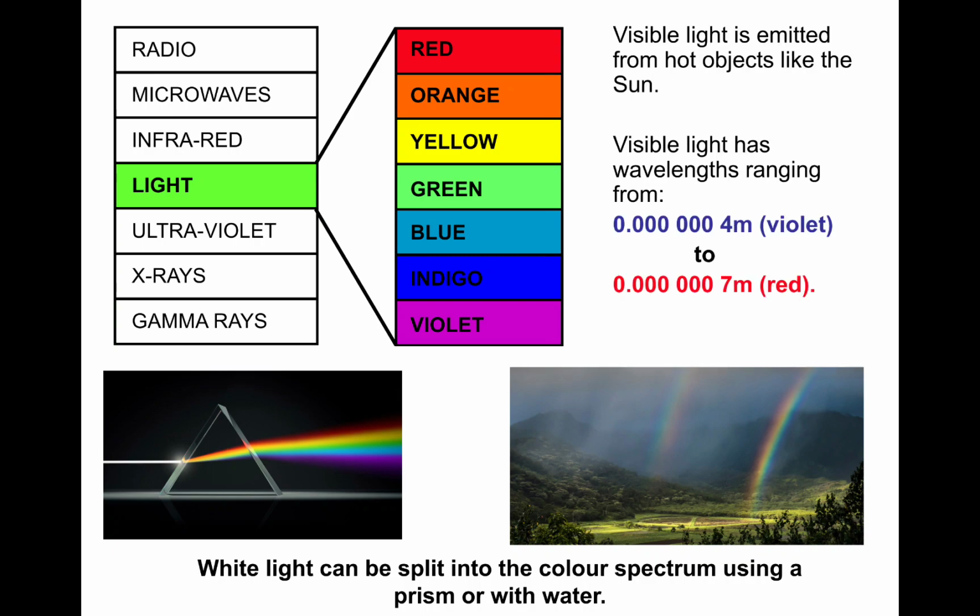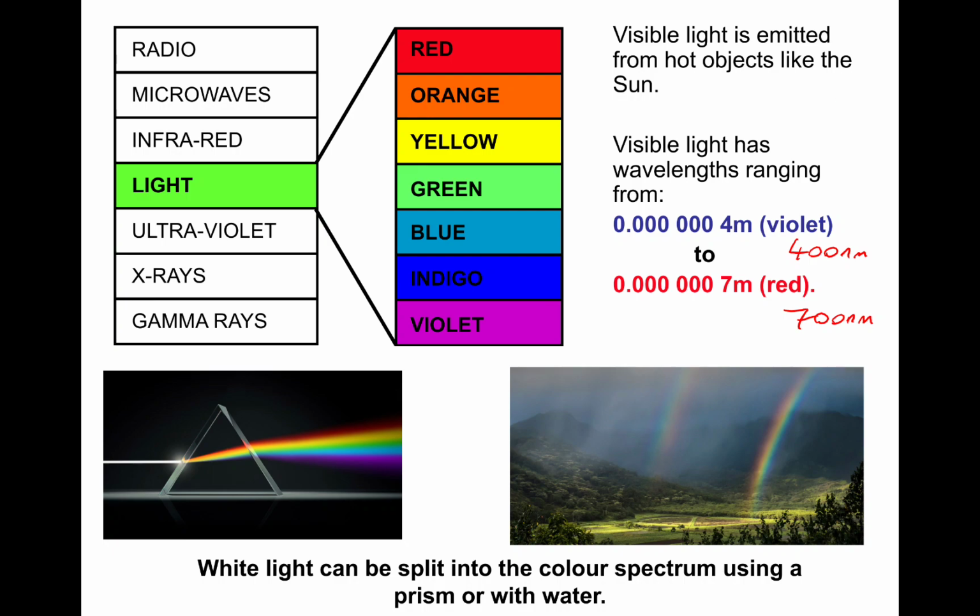Visible light is emitted from hot objects like the sun, and visible light has wavelengths ranging from 0.000004 meters to, same again but 7. That's 400 to 700 nanometers. So 400 nanometers to 700 nanometers. Nano basically means divide by 1 billion. So if you got a meter and divided it by a billion, and then took either 400 or 700 of those, they're your wavelengths of visible light, so really small.